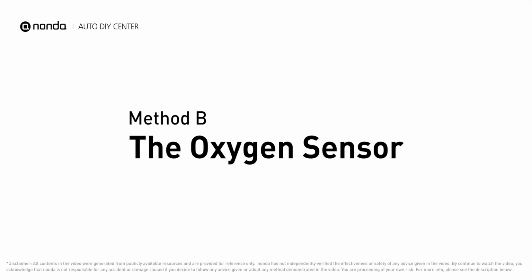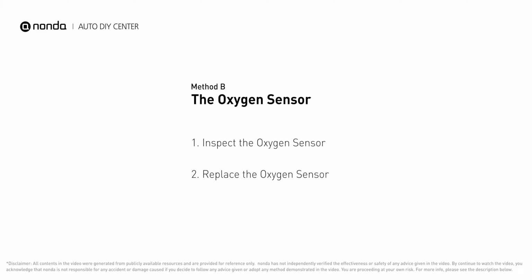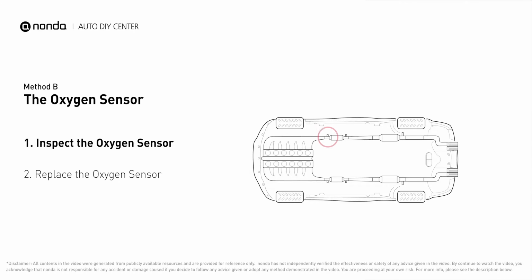Method B, the oxygen sensor. This oxygen sensor is located right before the catalytic converter. Bank 1 is on the side with cylinder number 1. Sensor number 1 is usually the one in the exhaust manifold.